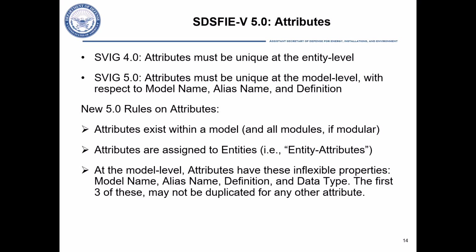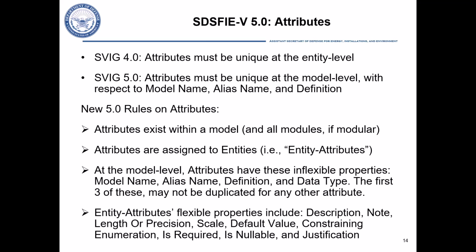at the model level. An entity attribute's flexible properties include description, note, length or precision, scale, default value, constraining enumeration, is required, is nullable, and justification.